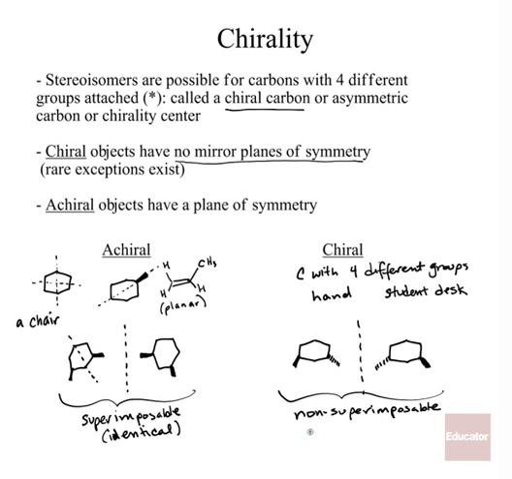And these are called, we have a name for these: when you have a chiral object and you have a pair of non-superimposable mirror images, we call these enantiomers. There's a lot of vocabulary in the stereochemistry unit, a lot of new terms and vocabulary that we will need to become familiar with. And so a pair of non-superimposable mirror images are called enantiomers.